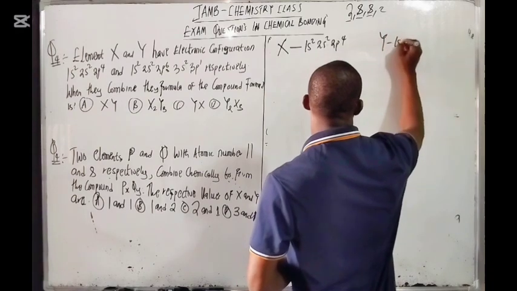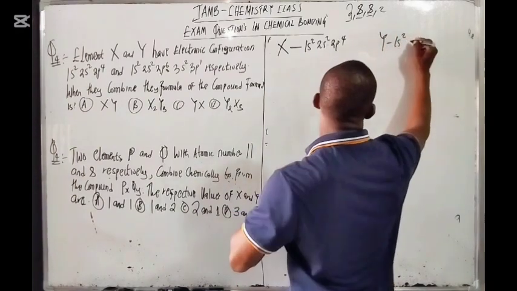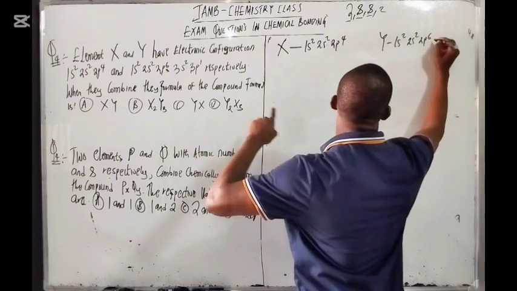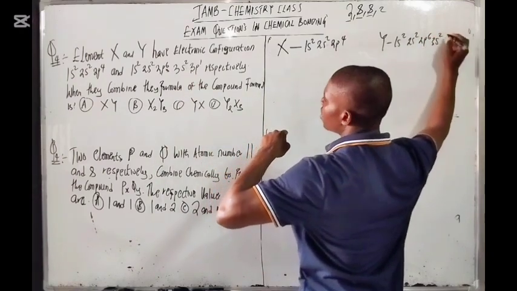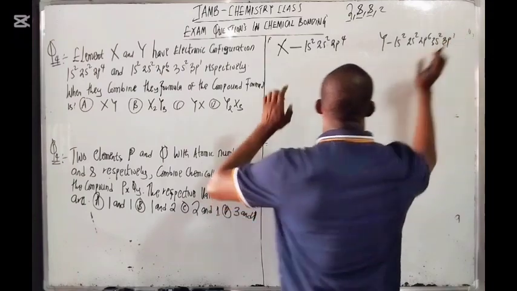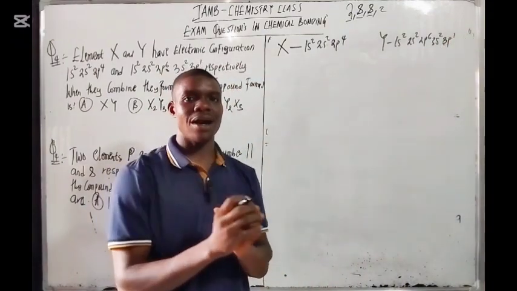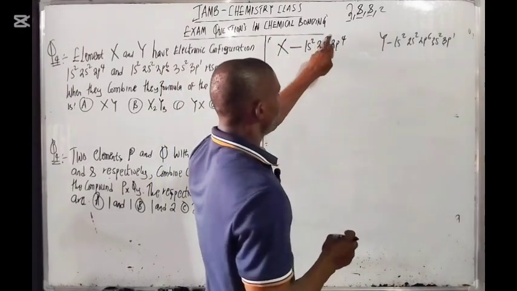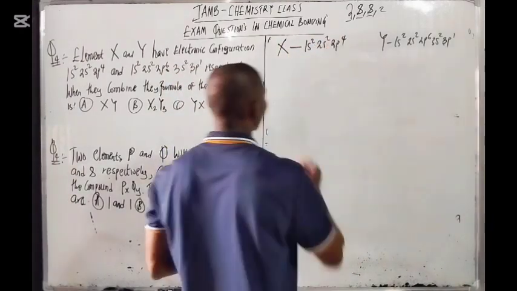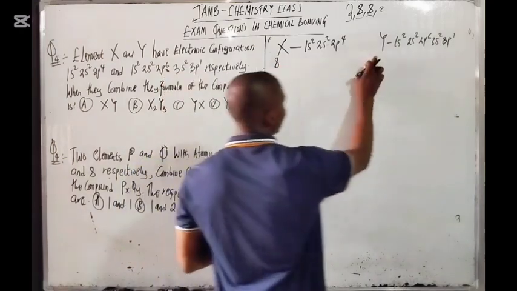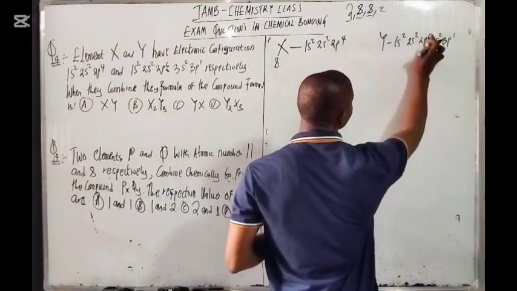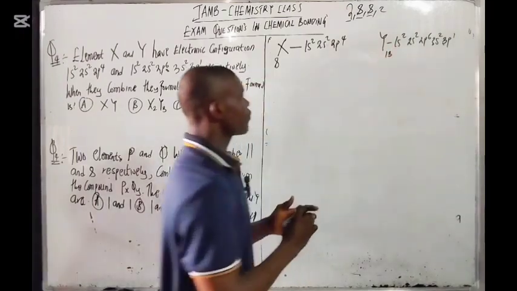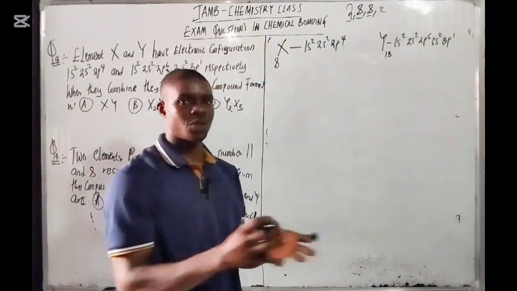Let's look at the other one here. Y is 1s2, 2s2, 2p6, 3s2, 3p1. Therefore, let's calculate their total electrons, right? For X, 2 plus 2 is 4, plus 4 is 8. So here we have 8. For Y, 2 plus 2 is 4, plus 6 is 10, plus 3 is 13. So here we have 13. Okay, so from here, we can figure out the one that is metal and the one that is not metal.